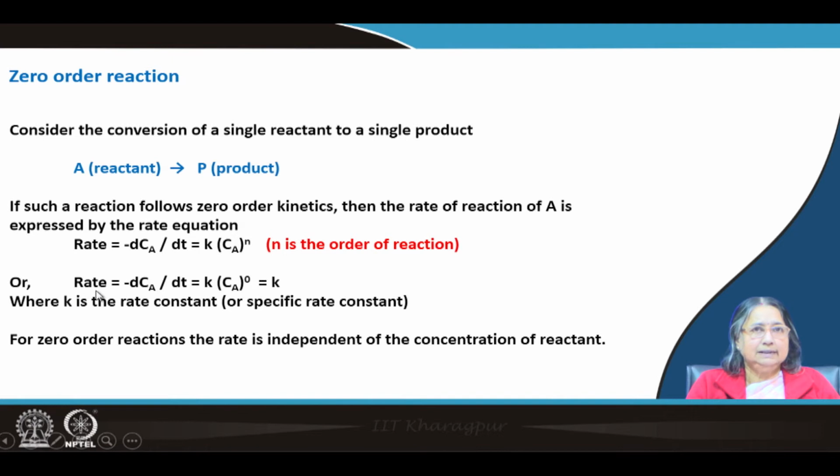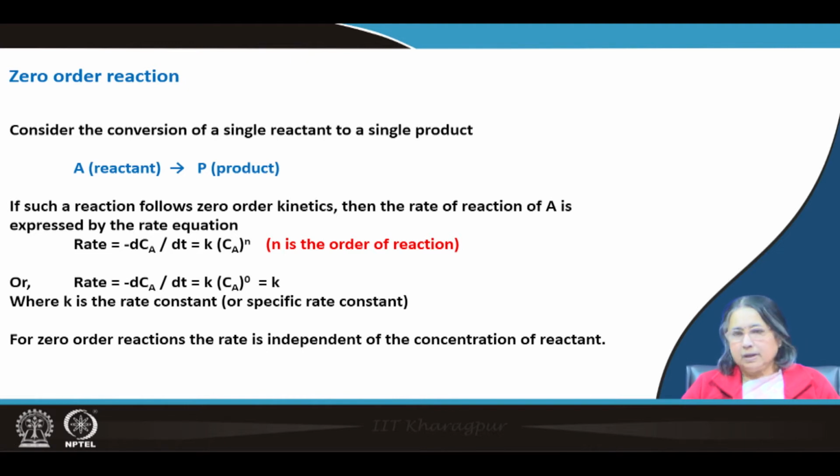Because it is a zero order reaction, we can write C_A to the power 0. So, rate is nothing but minus dC_A/dt equals k into C_A to the power 0, because zero order reaction. So, this is becoming 1, so it is k. From here we can tell that for zero order reactions, the rate is independent of the concentration of the reactant, and here k is the rate constant, or specific rate constant, that I already discussed in the previous lecture.